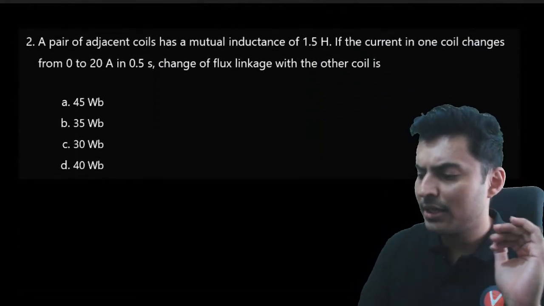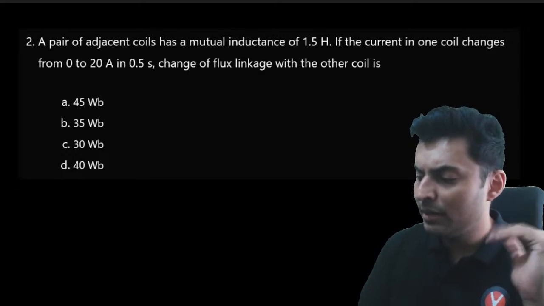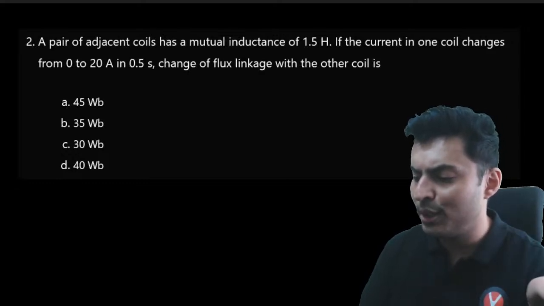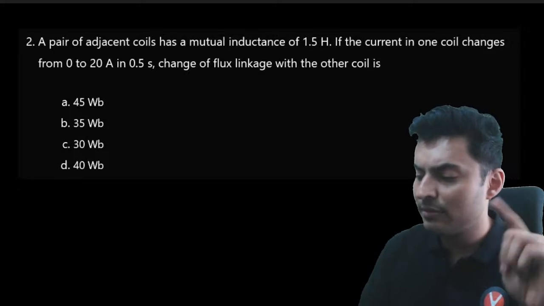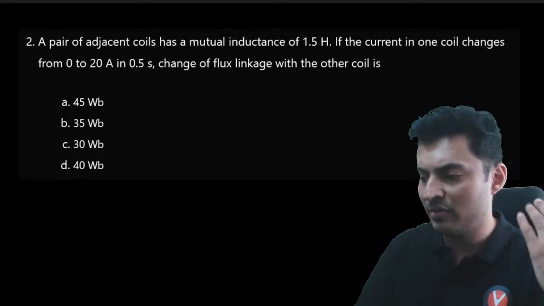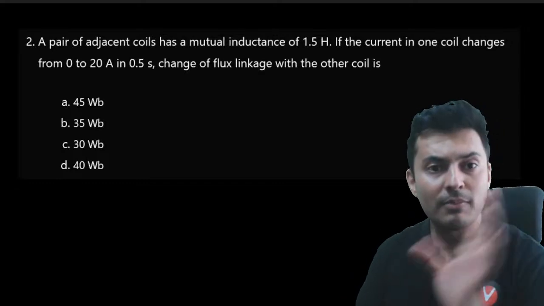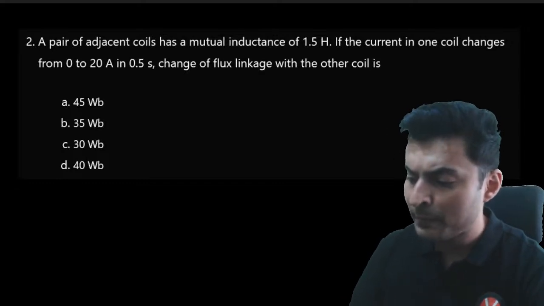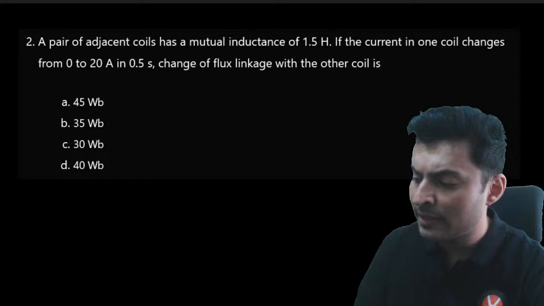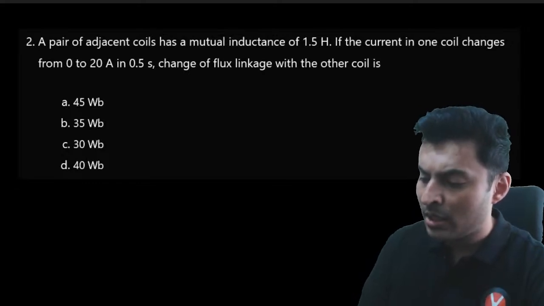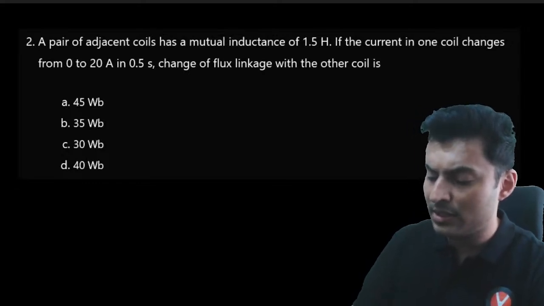Two coils have mutual inductance of 1.5 Henry. Current in one coil changes from 0 to 20 in 0.5 second. The change in the flux with the other coil is how many Webers? Webers is the unit of flux in magnetism, not for electricity. So mutual inductance is given. Current change is given. In how much time is also given. Change in flux is asked.